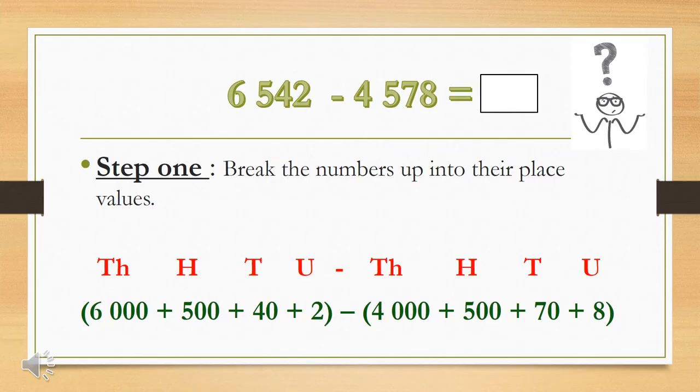Okay, here we have the numbers 6,542 subtract 4,578. If we have to use the decomposition method, which we are, we have to start with step one, which is to break the numbers up into their place values. And we know, boys and girls, that place values are thousands, hundreds, tens, and units. So if I have to break up this problem, it would be 6,000 plus 500 plus 40 plus 2, close brackets, subtract my second number, which is 4,000 plus 500 plus 70 plus 8, close brackets.